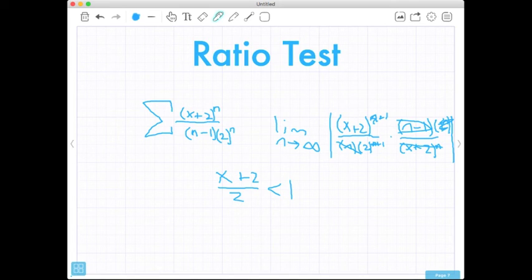And what we're going to want to do is bring the 2 over to this side, so multiply by 2, leaving us with the absolute value of x plus 2 is less than 2. And this 2 right here is your radius of convergence. And how you're going to want to figure out each specific endpoint is to add 2 to each side, and also subtract 2 from each side. And so what that would leave is the interval of convergence being 0 to 4.